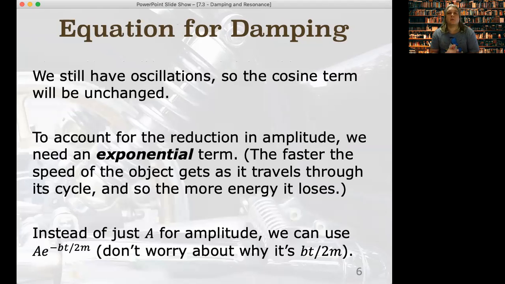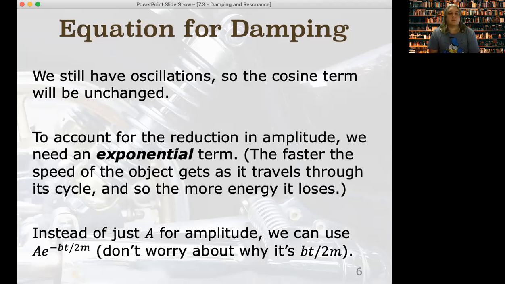Hopefully you've met exponentials in maths or in other courses. I'm not going to go into detail about exponential terms. You just need to accept that they do what we say they do, but do go and read up on them if you haven't met them before, or you're not confident in them. Go and spend a bit of time just reading about exponential functions.